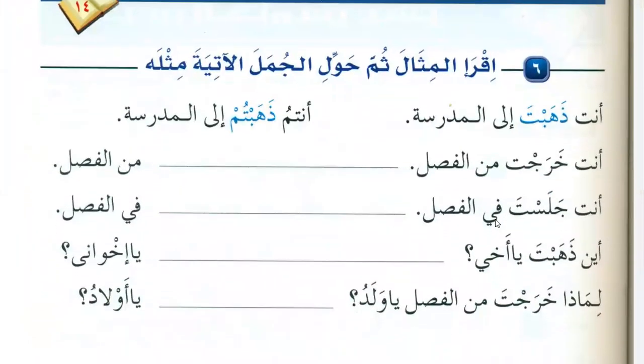Read the example. Then convert the following sentences like it. Zahabta means you went. It is for masculine only. Zahabtum, you all went. It is for masculine plural. In the case of nouns, we were using kum, but this is a verb, so we are using tum here. So kum is majroor for nouns, and tum is majroor and mansoor for verbs.